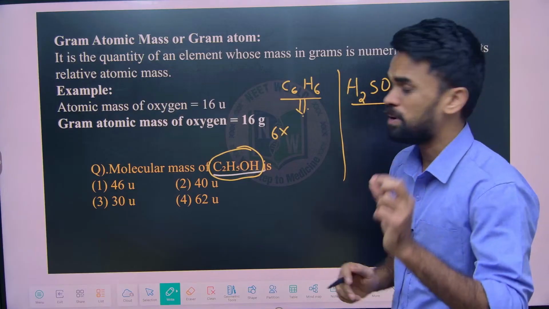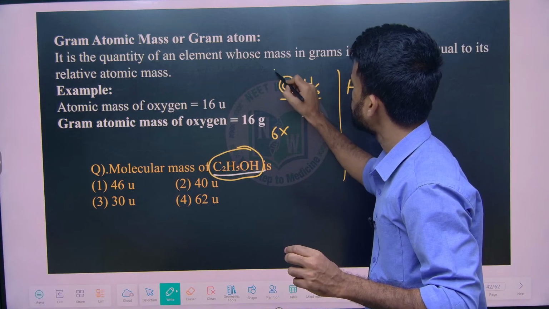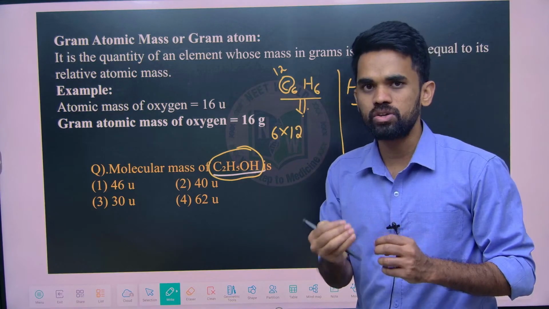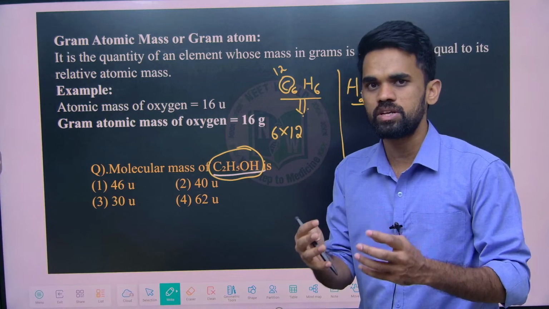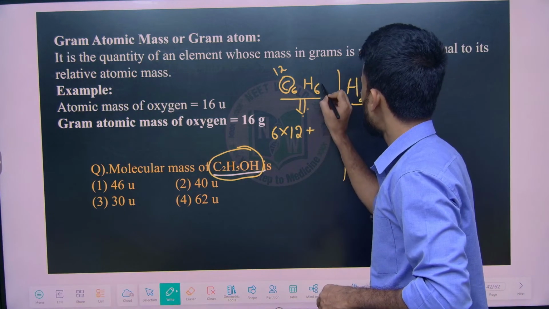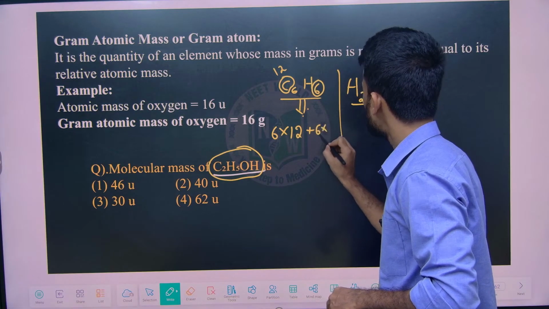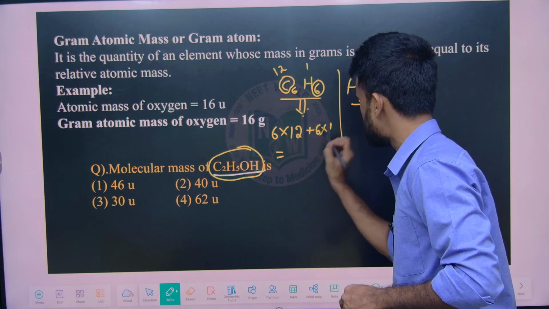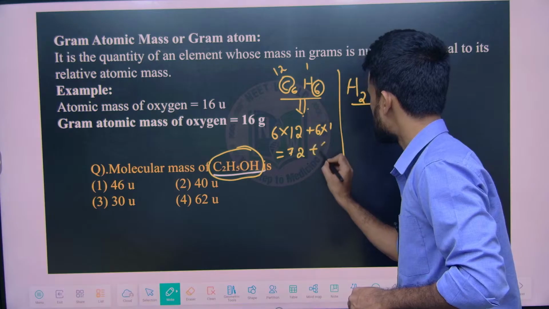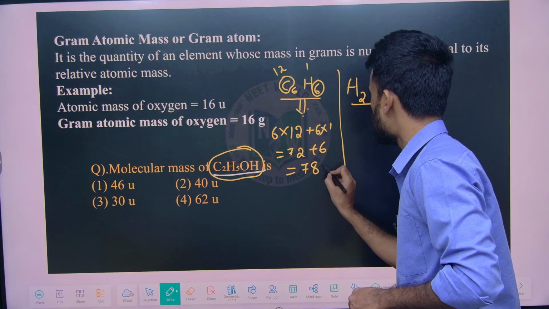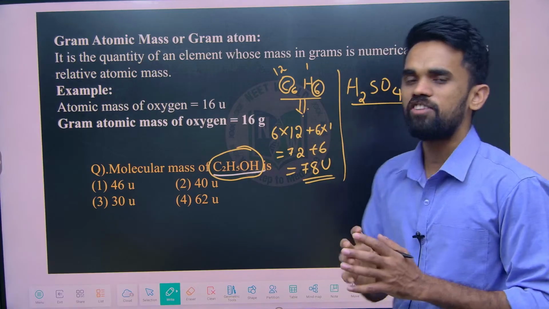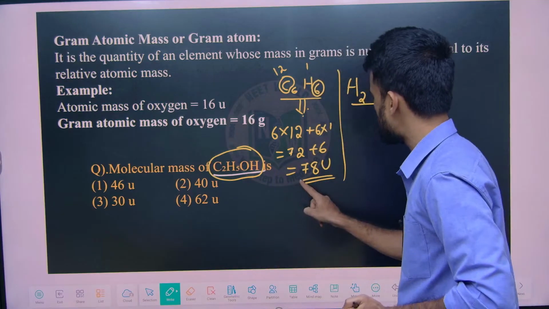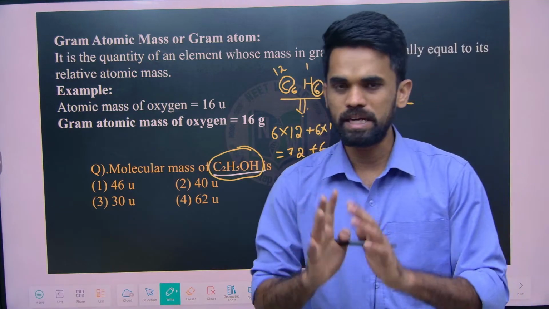Now each carbon has its own atomic weight of 12 units. So 6 into 12, in atomic mass units, or simply unified mass units, U. Plus, how many hydrogens are there here? 6. So 6 into 1, since each hydrogen atomic weight is 1. So totally it will be 72 plus 6, so 78 will be the unified mass units of benzene. So the molecular weight of benzene, if they ask, you should say 78 units. Hope it is clear.